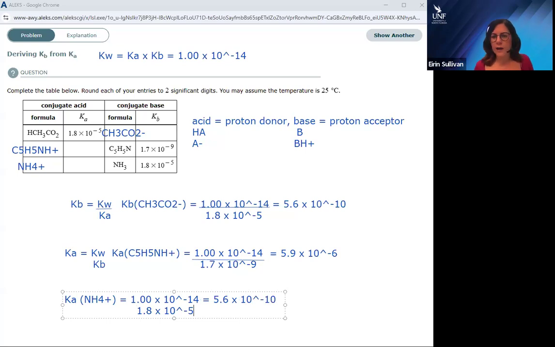So these numbers really show you that inverse relationship for a weak acid and its conjugate base, or a weak base and its conjugate acid. As the strength of one goes up, the strength of the other goes down.